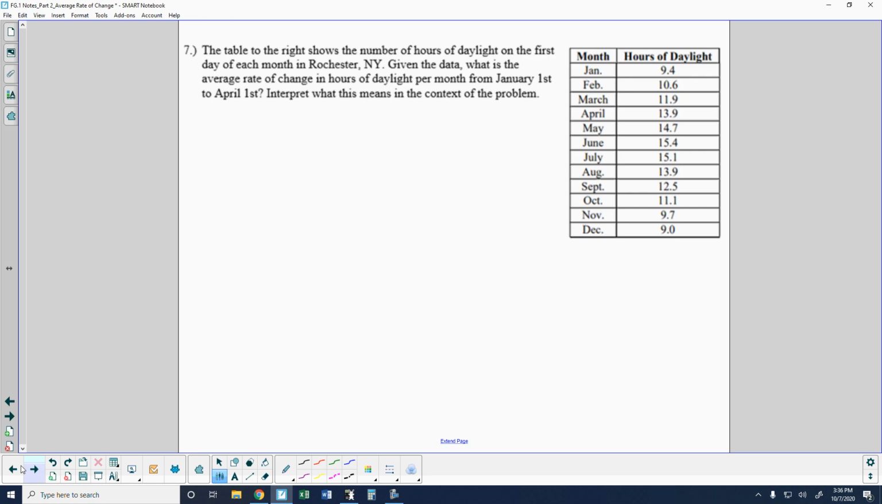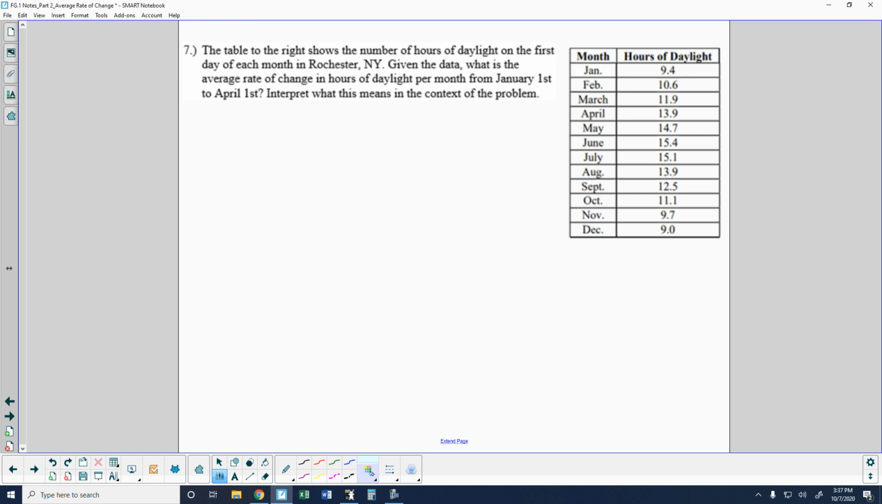Last question in the notes. Problem number 7. The table to the right shows the number of hours of daylight on the first day of each month in Rochester, New York. Given the data, what is the average rate of change in hours of daylight per month from January 1st to April 1st? And then we're going to interpret the meaning.